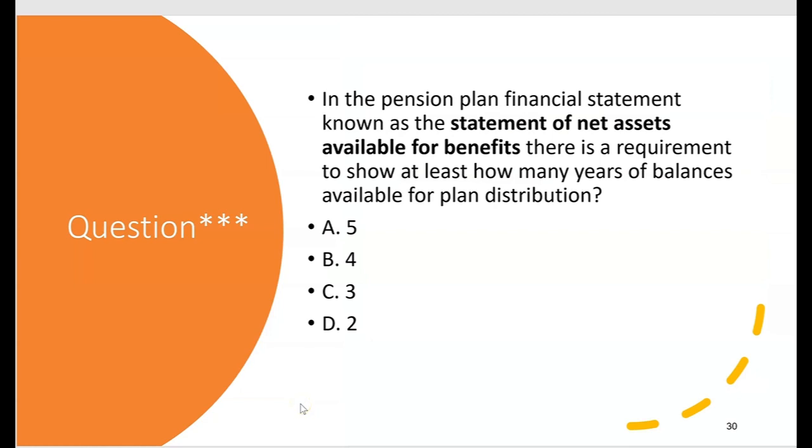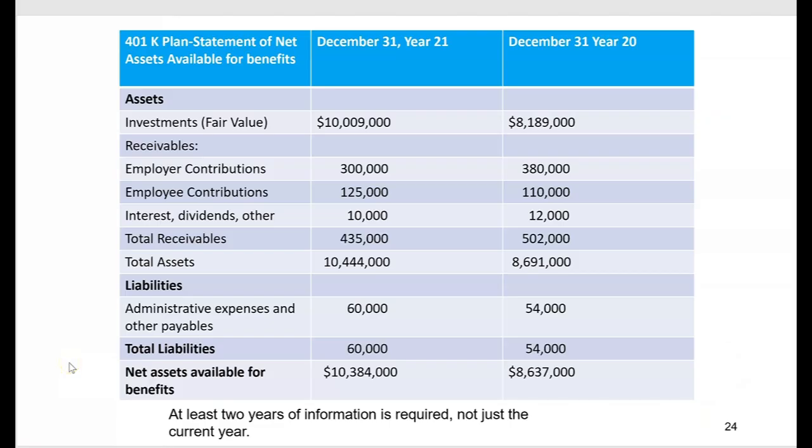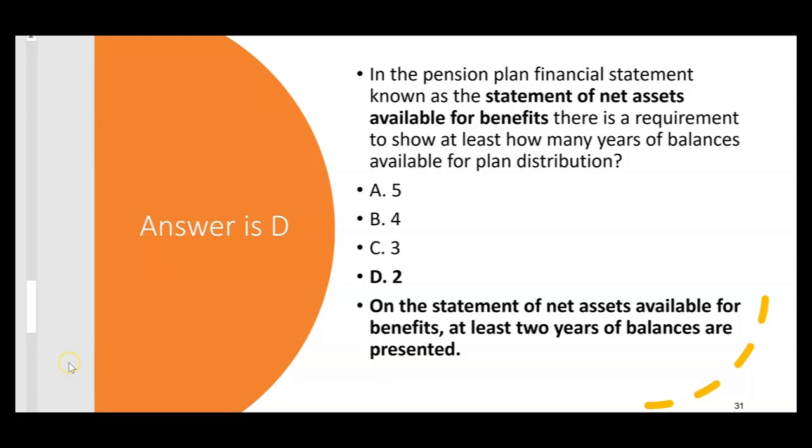All right, in the pension plan financial statement known as the Statement of Net Assets Available for Benefits, there's a requirement to show at least how many years of balance is available for plan distribution, and you might remember the answer is 2 years. Letter D. On the Statement of Net Assets Available for Benefits, at least 2 years of balances are presented. Isn't that what we saw here? Right, we showed December 31st, year 21 and year 20. So go over this one more time maybe before your exam, and you should be fine for what they ask now on pension plans.